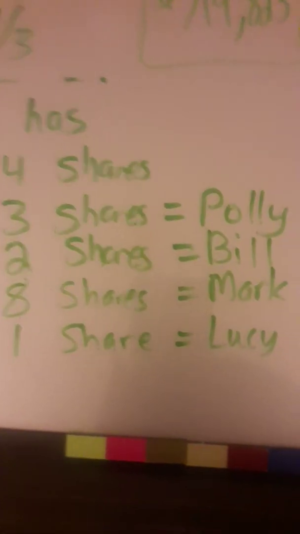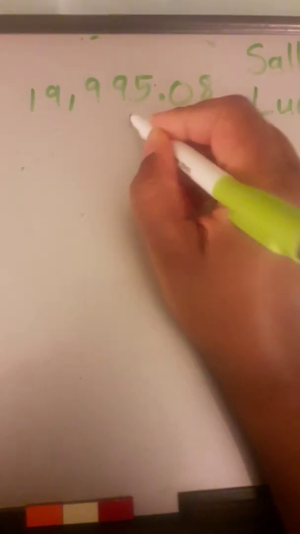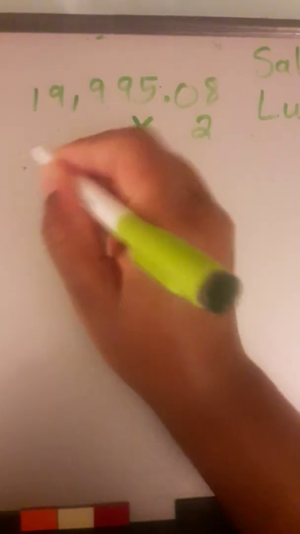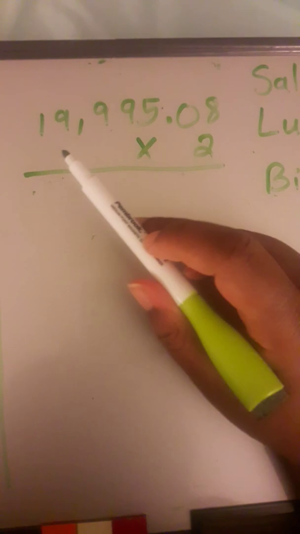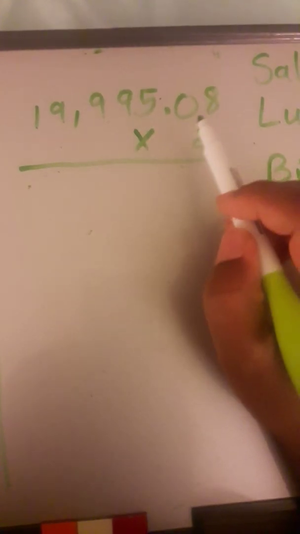So let's start out with Bill. He has 2 shares, so that means that we know 1 share is worth $19,995.08. Now we could add that together, or we could do multiplication, and that is what we will do. So Bill's 2 shares equals this 19,000 value multiplied by 2. So now we're going to take 8 times 2 is 16.